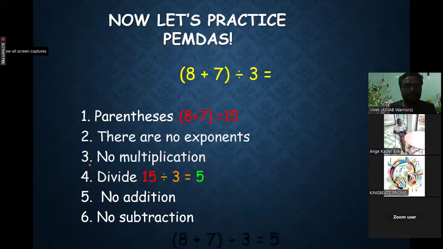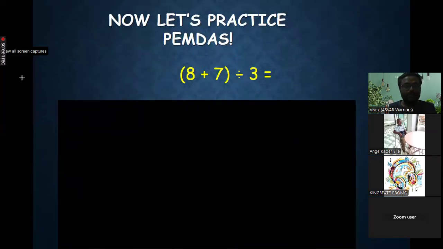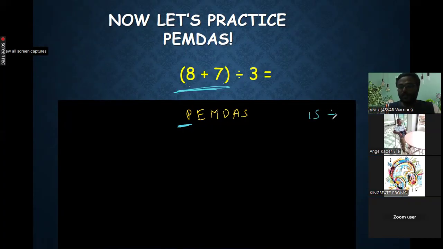So guys, if you observe carefully, 8 plus 7 divided by 3. So we have PEMDAS. Do we have a parenthesis in this? Yes. So we will solve that first. 8 plus 7 is 15. So 15 divided by 3. Do we have an exponent? No.